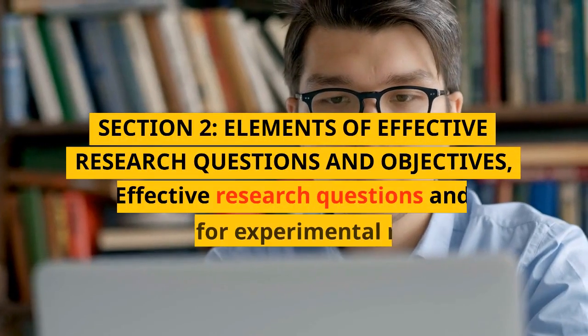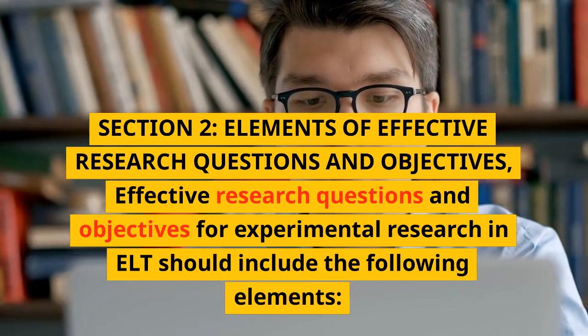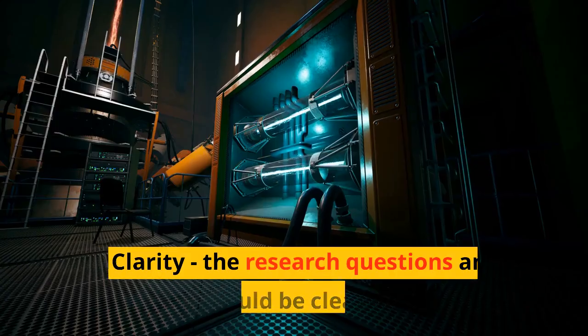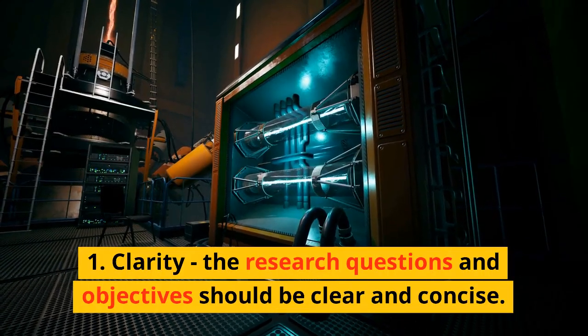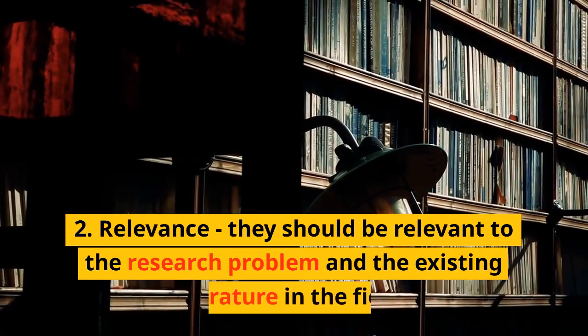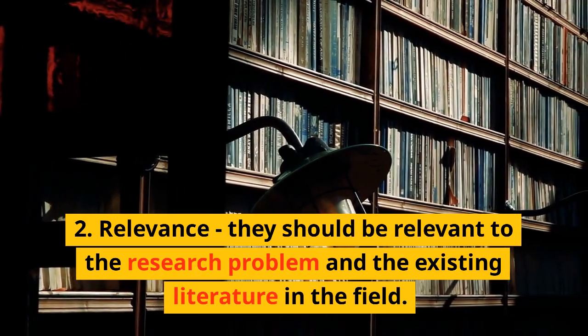Section 2. Elements of effective research questions and objectives. Effective research questions and objectives for experimental research in ELT should include the following elements. 1. Clarity. The research questions and objectives should be clear and concise. 2. Relevance. They should be relevant to the research problem and the existing literature in the field.